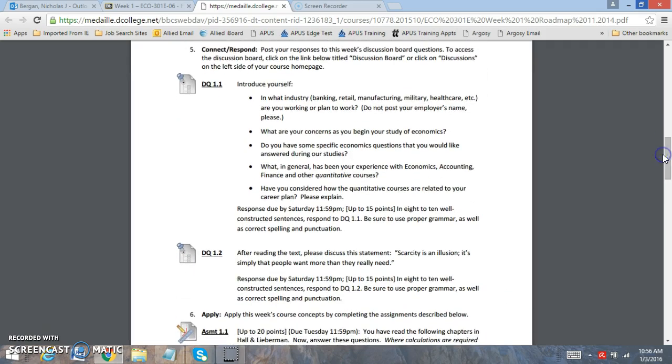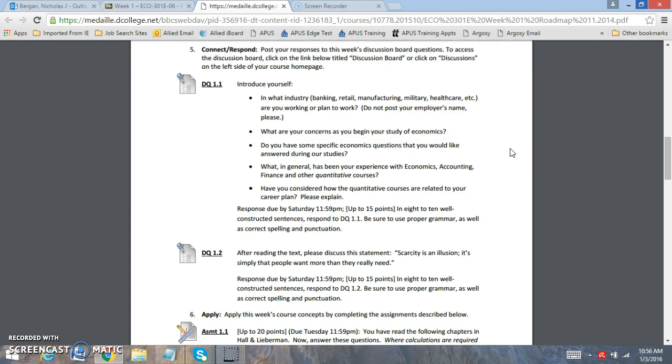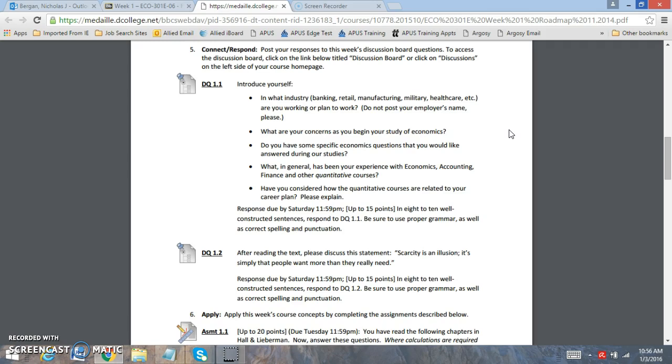Then you want to go to the discussion board. You want to introduce yourself. You want to make sure your first post is by Saturday. And you want to have about 8 to 10 well-constructed sentences. And these are the questions I want you to focus on. I might even recommend you using subheadings. That will be a good way to really focus on your efforts.